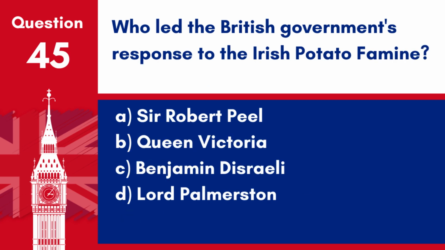Question 45. Who led the British government's response to the Irish potato famine? A. Sir Robert Peel. B. Queen Victoria. C. Benjamin Disraeli. D. Lord Palmerston. Answer. A. Sir Robert Peel. Sir Robert Peel, Prime Minister at the famine's onset, initiated relief efforts, including the repeal of the Corn Laws to lower grain prices, although his measures were seen as inadequate as the famine worsened.